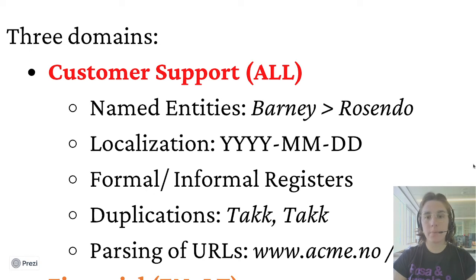So first we saw that some named entities were translated. This is something that neural models are known to do, right? So for example, Dear Barney was translated to Dear Rosendo, which, if it's a user who's receiving an email, for example, can really hinder the impression of the client towards this email. Also, there were problems with localization, with dates that were not adapted. Mixed registers were found between formal and informal, some duplications, and some wrong parsing of URLs. So the conclusion was that these models were not ready for production and that they had some serious issues that needed to be tackled.